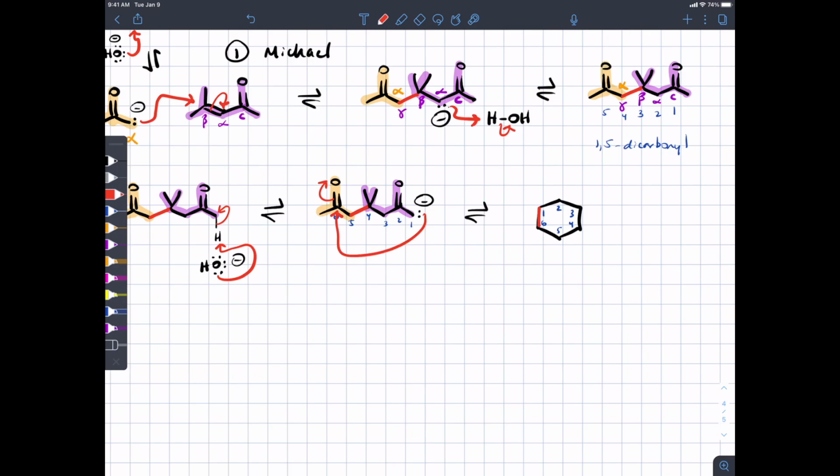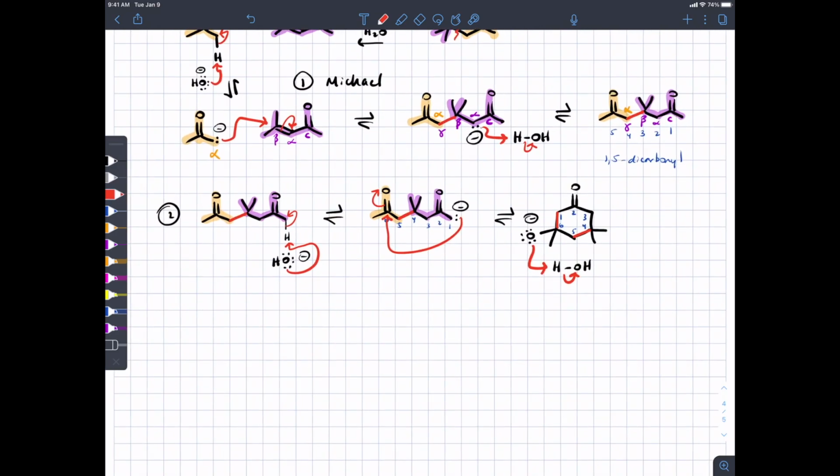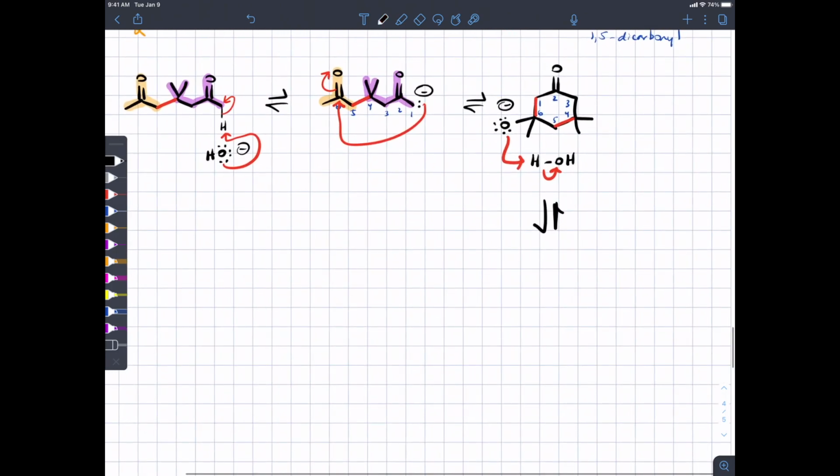There's also the bond we made between 5 and 4. Carbon 4 should have 2 methyl groups on it. Carbon 2 should have a ketone. And carbon 6 ought to have a methyl group and a negatively charged oxygen, which will get protonated by water to give us an aldol product, which is a beta hydroxycarbonyl compound.